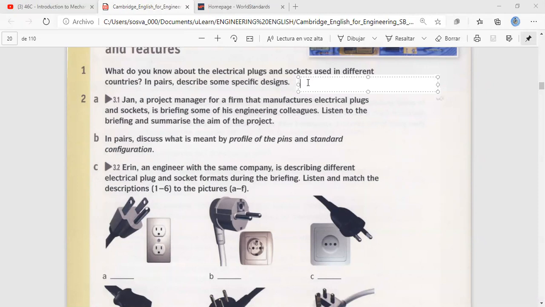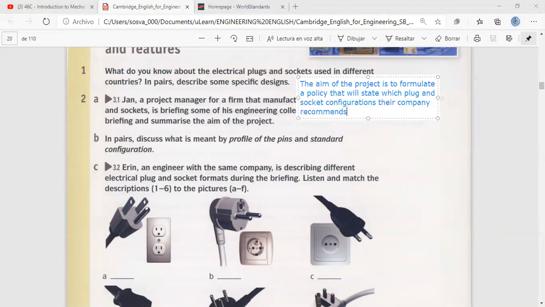Maybe you can write it down in the blank space that you have. I'm going to write it too. The aim of the project, as you said, is to formulate a policy that will state which plug and socket configurations their company recommends, and of course, explain the technical issues. So this is the aim of the project.